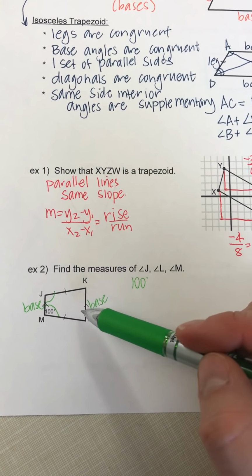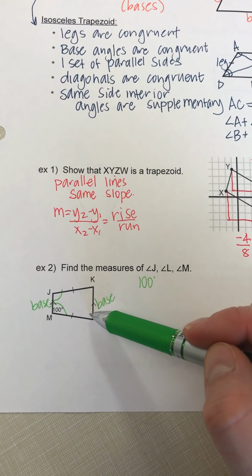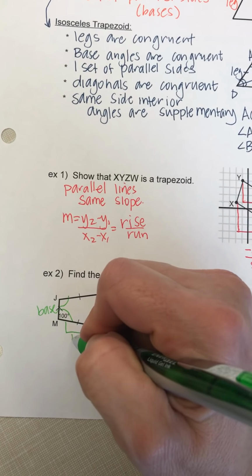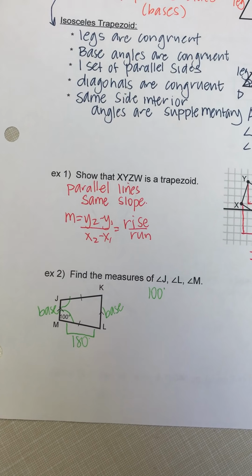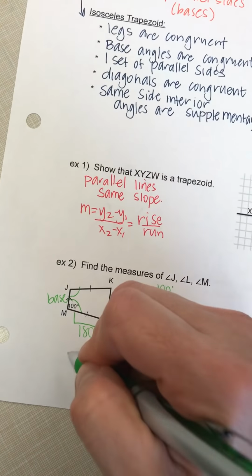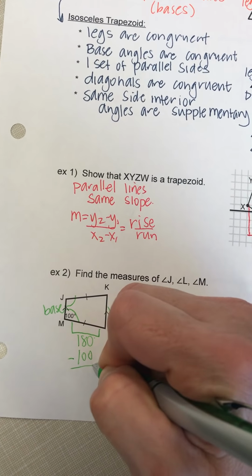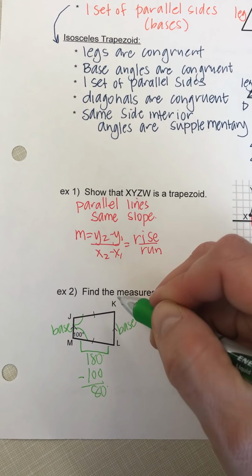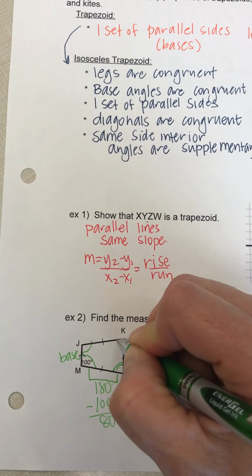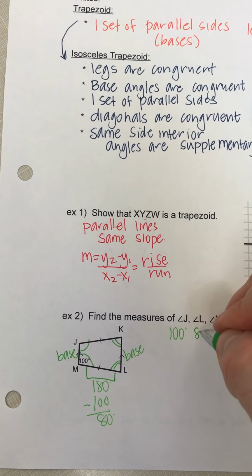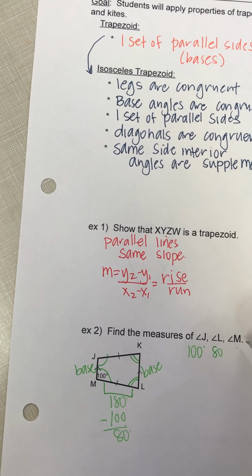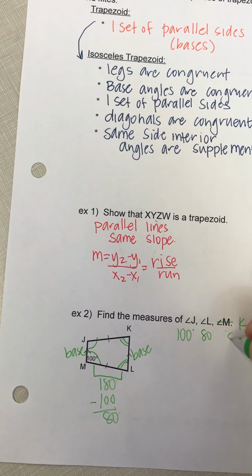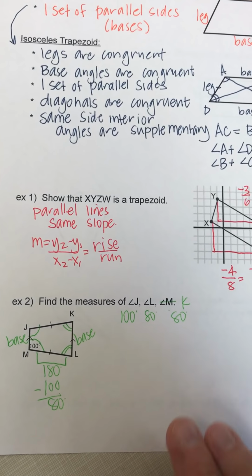Now the other two are not 100, they're the opposite base angles. But I know that the two angles together should add to 180. So I can do 180 minus 100 gives me 80 degrees, and that's going to be L and K. Those two are going to be congruent to one another. Oh, they already give you M. I'm guessing I wanted you to find K here. So those are both 80.